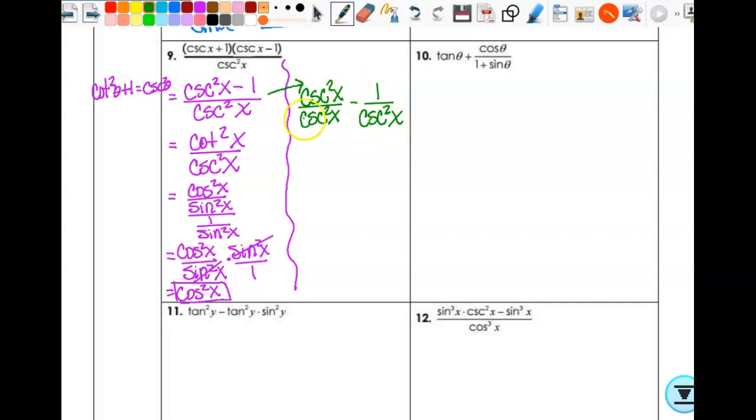Okay, so this first one is going to become 1, and this is 1 minus sine squared x. And then what's 1 minus sine squared x? Cosine squared x. You get the exact same answer. So you can say, oh, what you did in green was easier and shorter. Yeah, but if that's not where your brain goes, that's not what you're going to do, and that's okay.